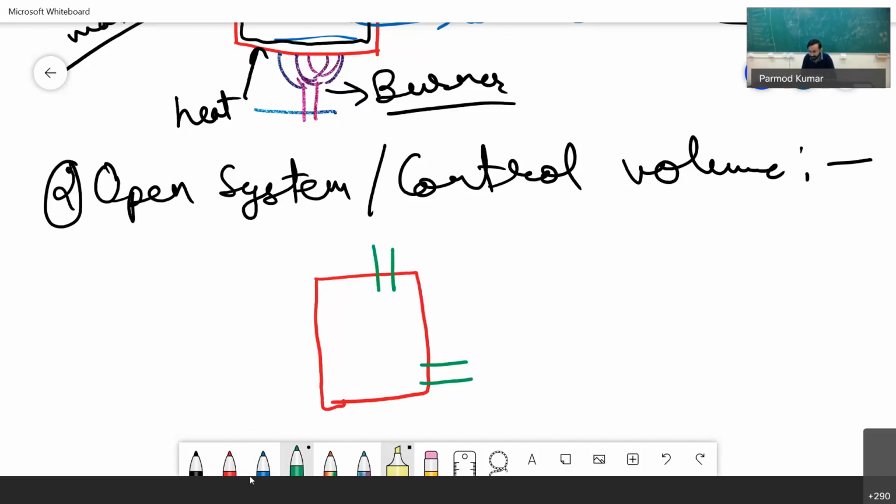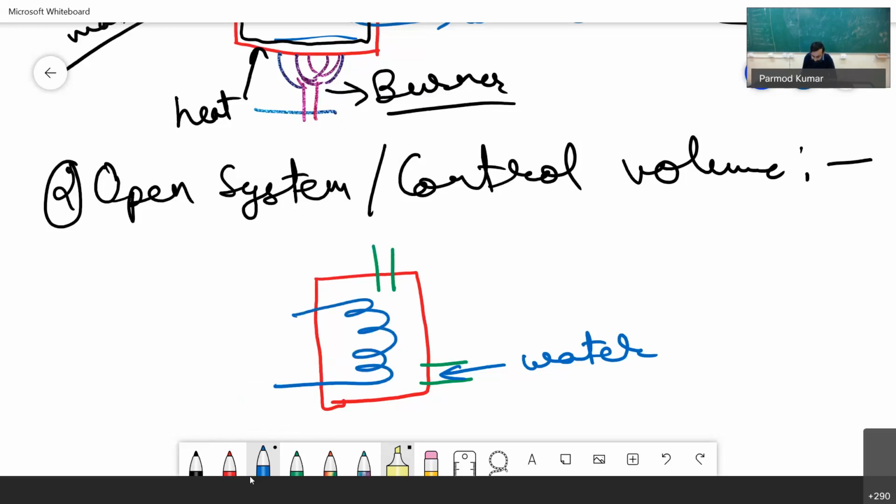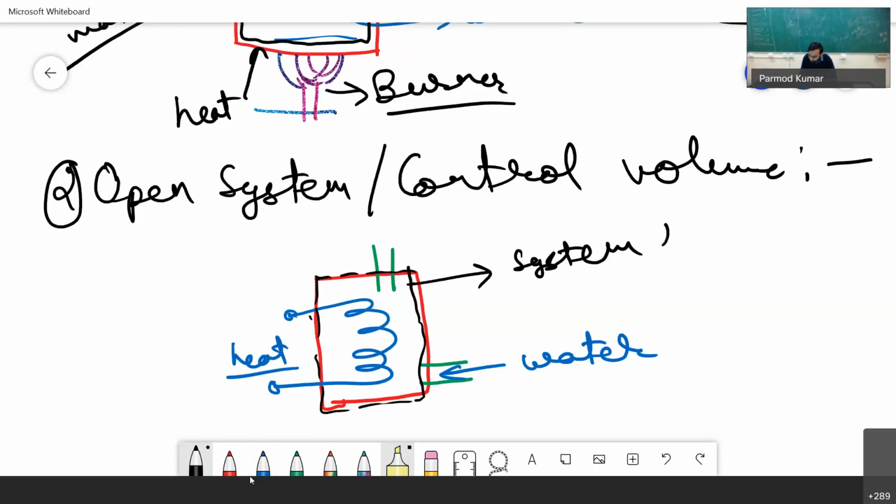Okay, so what happens in our geyser? In our geyser we have a flow of water. From here water comes inside, and inside we have some heating element. This heating element adds some heat to our system. Okay, so if I consider that water is my system, I will create my system boundary something like this. So this black dotted line represents my system boundary.